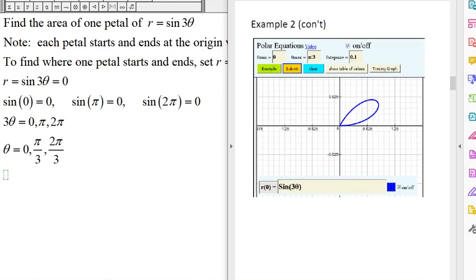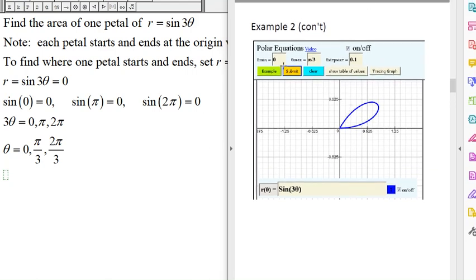Right here the graph from 0 to pi over 3 is one petal. So now we know that one petal starts at alpha equal to 0 and ends at beta equal to pi over 3.